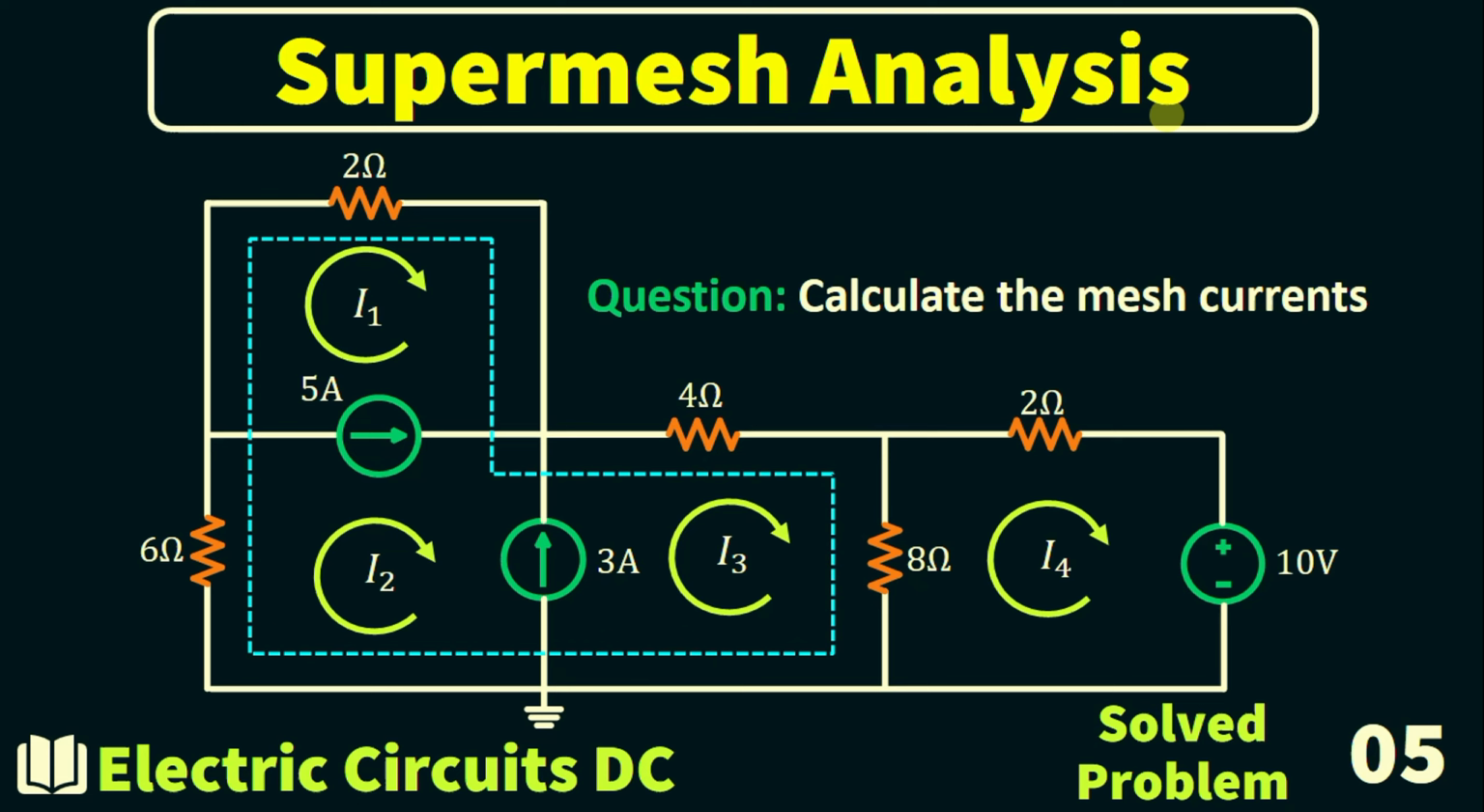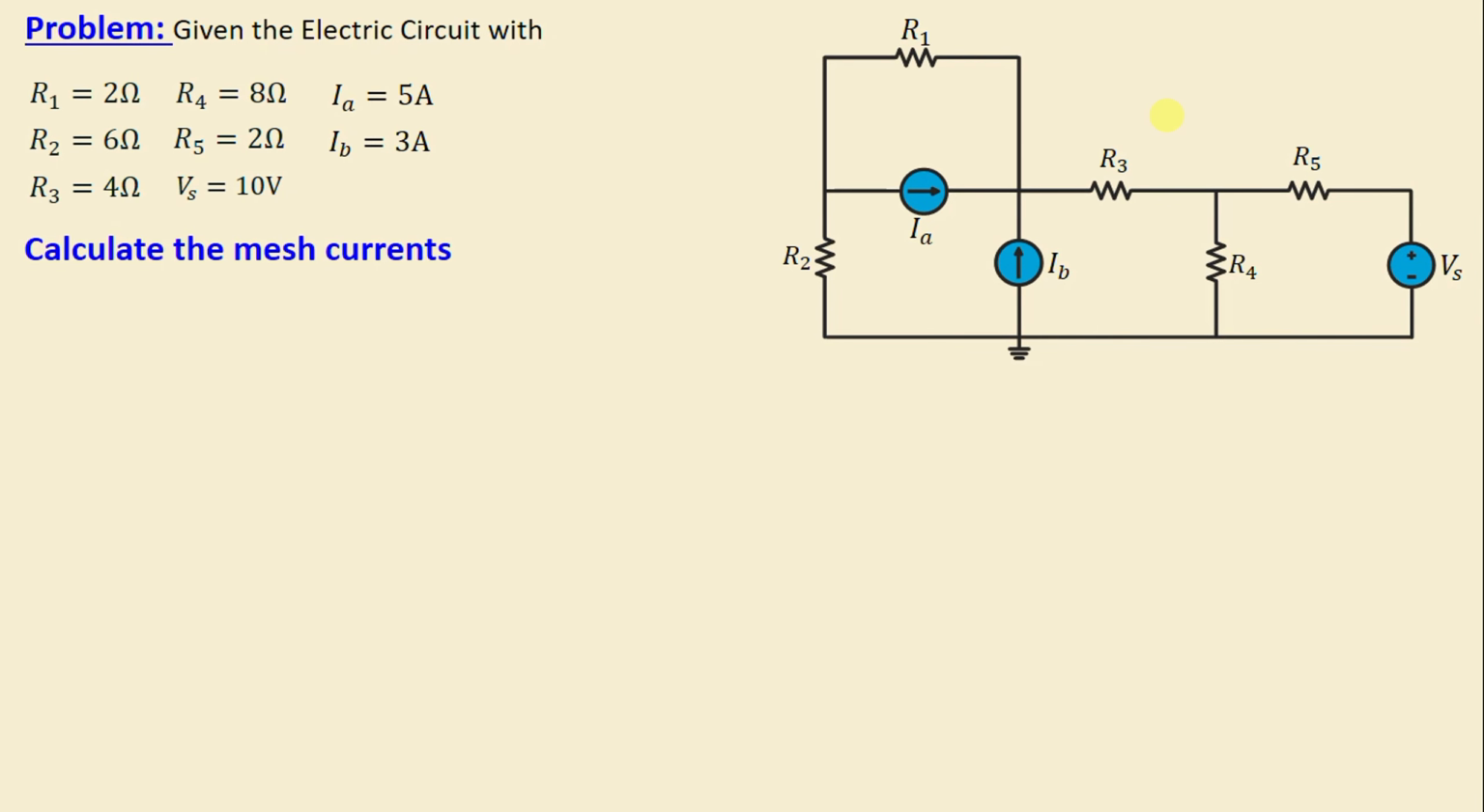Solve the problem number 5. Let's consider this network consisting of 5 resistors labeled R1 through R5 as well as voltage source Vs and 2 current sources IA and IB. The question is to calculate the mesh currents. Let's move on to the solution.